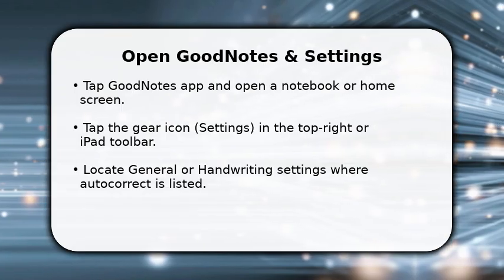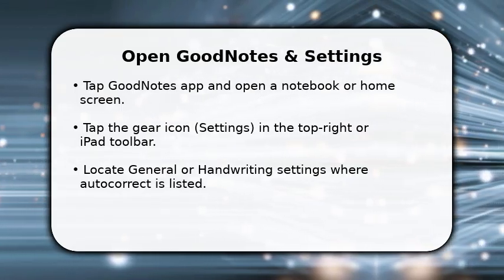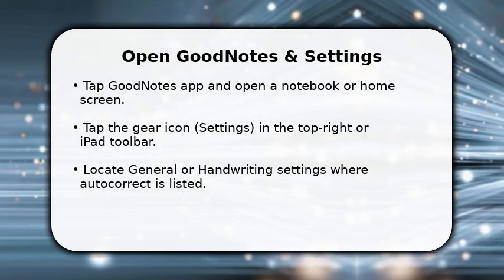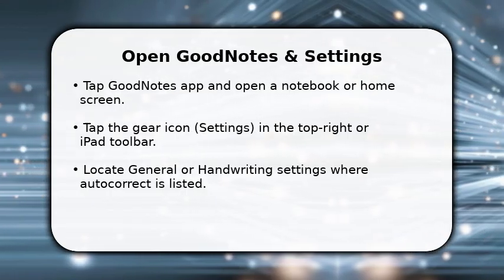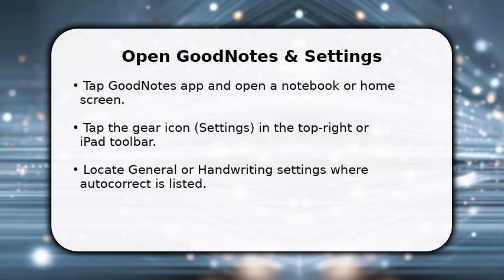Make sure you're in the latest app version. Older layouts may differ. Tap into the text or typing subsection and prepare to switch the autocorrect toggle off. This prevents automatic edits while you write or type, which keeps your original phrasing intact.